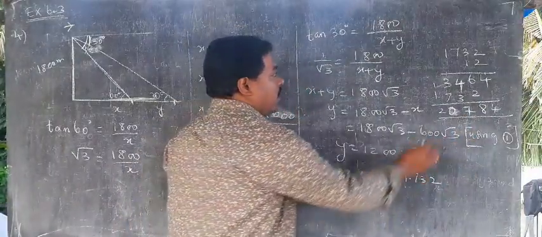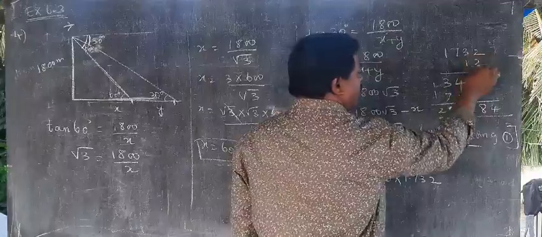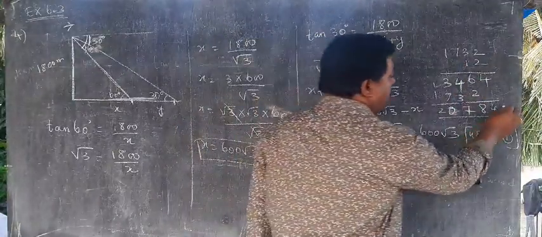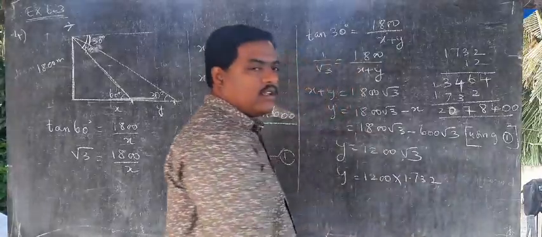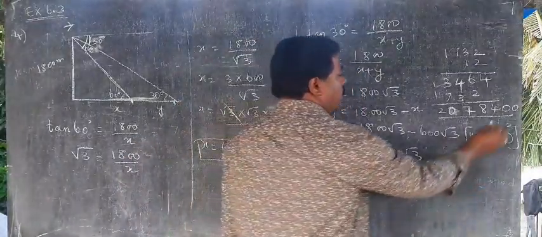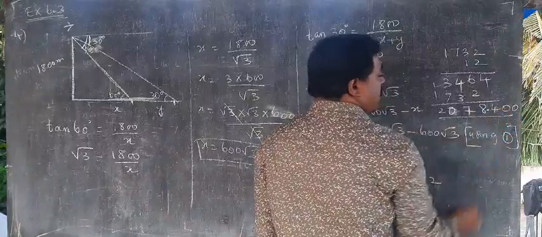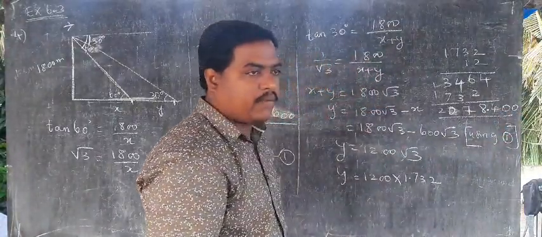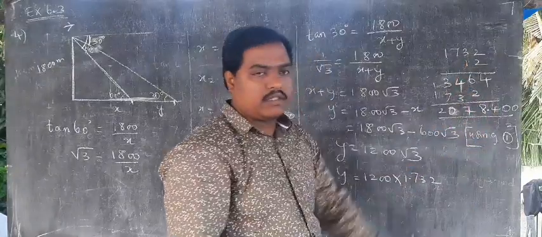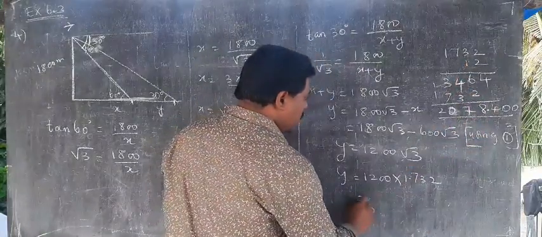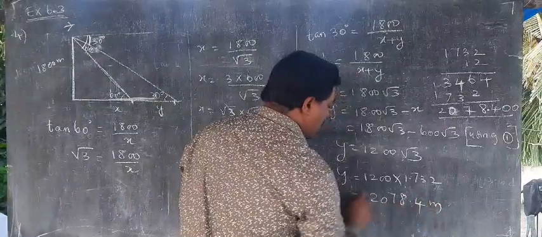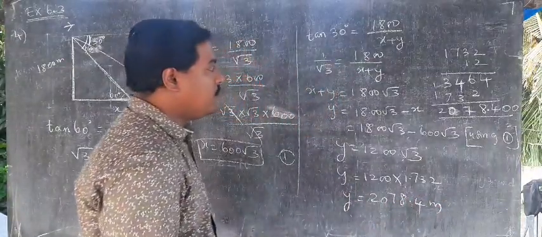So here, 1732 into 12, and we have 2 zeros, so I add 2 zeros. After the point we have 3 digits, so 1, 2, 3 digits. After 3 digits we put the point. We get 2078.4 as the answer. This is the distance between the two boats.